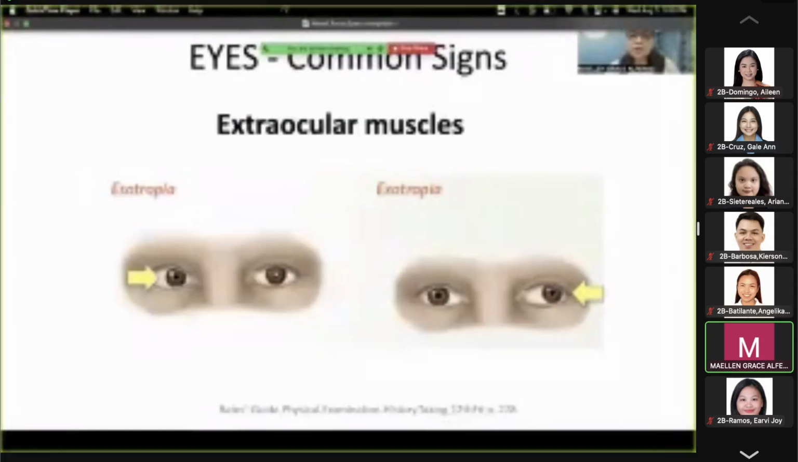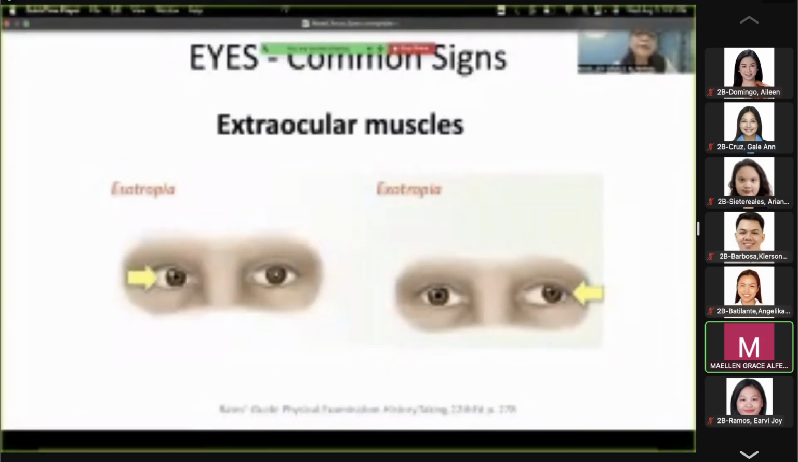Now we go to the extraocular muscles. You know that when you check the extraocular muscles, you ask the patient to look to the right and the left, up and down. Now, in the neutral position, just looking straight ahead, sometimes you can see already that there is a predominance of the weakness of one of the extraocular muscles.